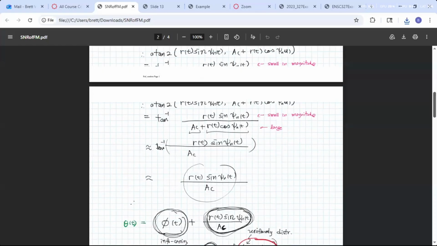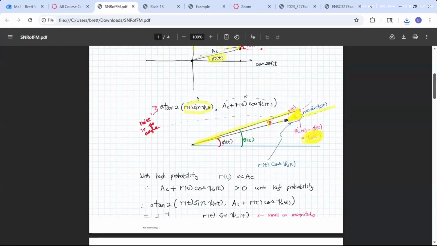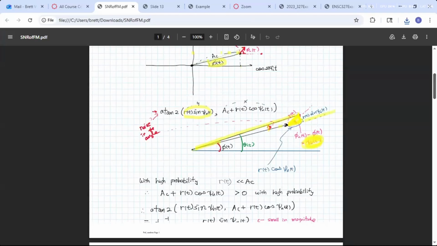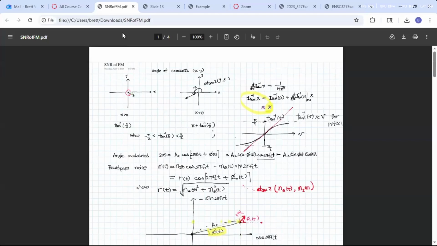I don't know if he had the reference SNR, but in any case, the reference SNR is the same for every single modulation. So for FM, it'll just be AC squared over 2, because the amplitude of FM doesn't actually change, and the reference SNR is literally just the SNR of the radio wave going in there. So it'll just be AC squared over 2. Okay, cool. So yeah, I think that's FM.